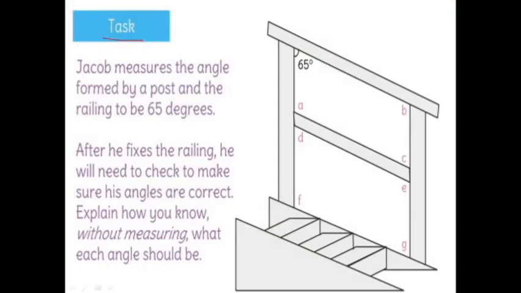Jacob measures the angle formed by a post and the railing to be 65 degrees. After he fixes the railing, he will need to check to make sure his angles are correct. Explain how you know without measuring what each angle should be. The solution of this task you will get at the end, and you will find all the angles A, B, C, D, E, F, G after seeing this video.